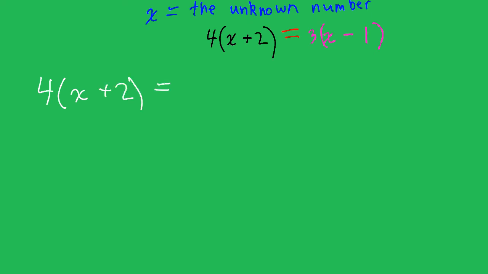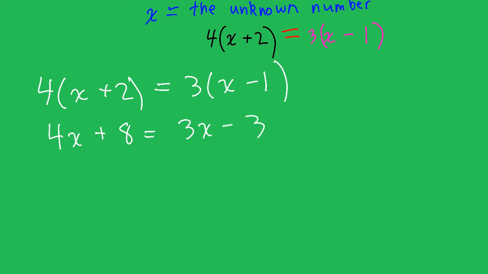So the first thing we need to do, once I have this written out, to simplify both sides of this equation is to distribute over the parentheses. So I'll do that on both sides here. So we'll get 4x plus 8 equals 3x minus 3. Now you'll see that both sides of the equation are simplified. We don't have any like terms to worry about. We don't need to combine those.